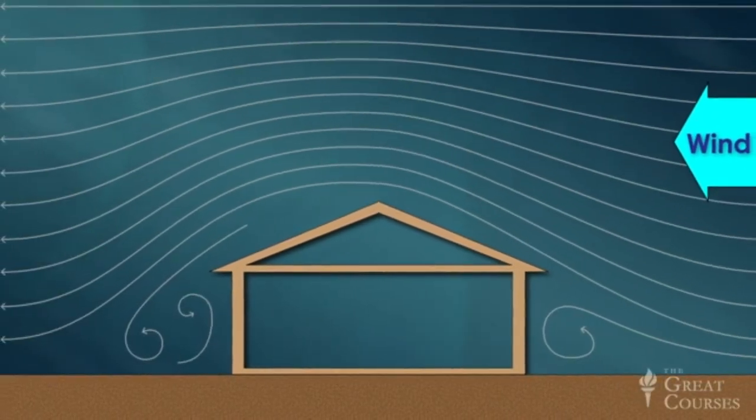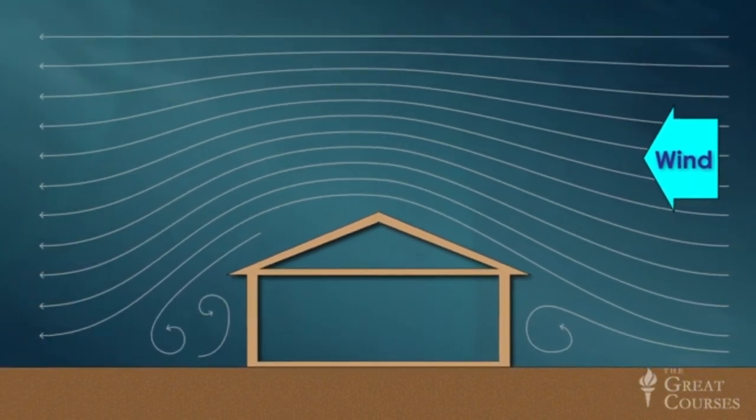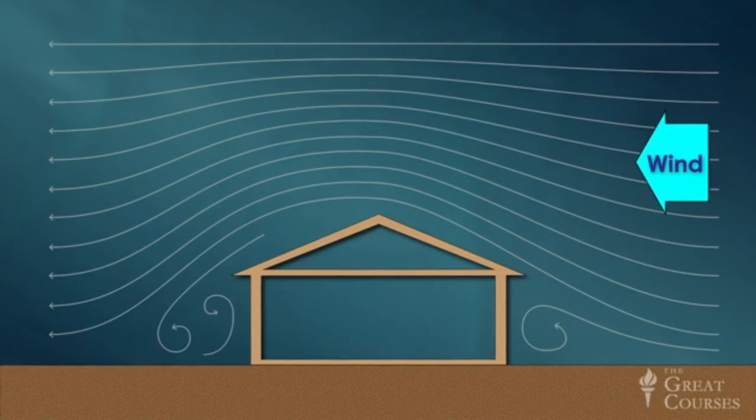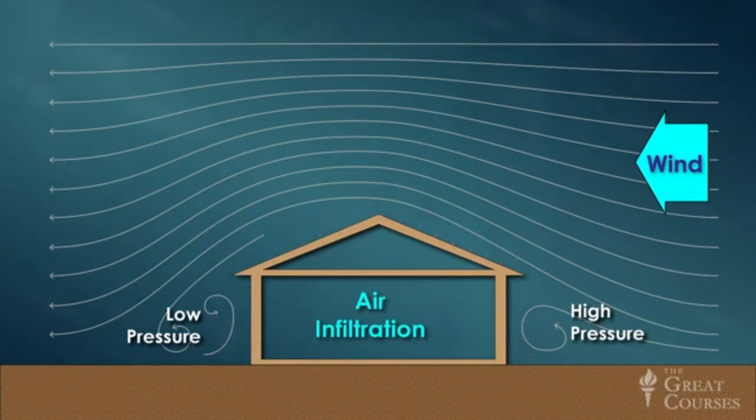Air infiltration is driven by three different physical phenomena. First, as we saw early on in the course, wind blowing across your house creates high pressure on the upwind wall and low pressure on the downwind wall. The air pressure inside your house lies somewhere between these two extremes. And since air naturally moves from high pressure to low pressure, the imbalance between outside and inside causes air to infiltrate from outside to inside on the upwind wall and from inside to outside on the downwind wall.